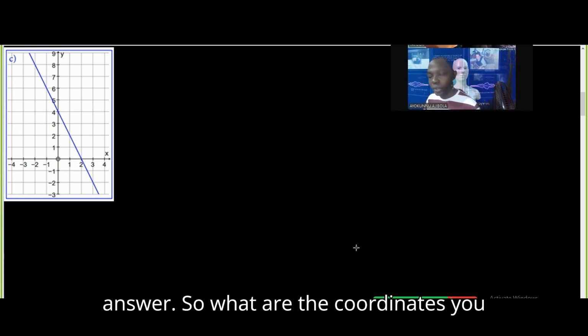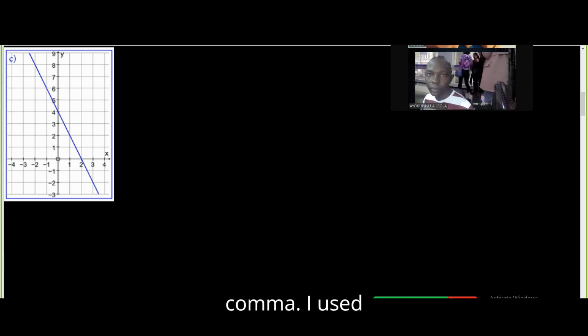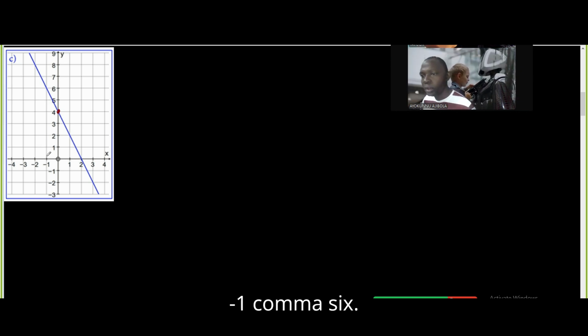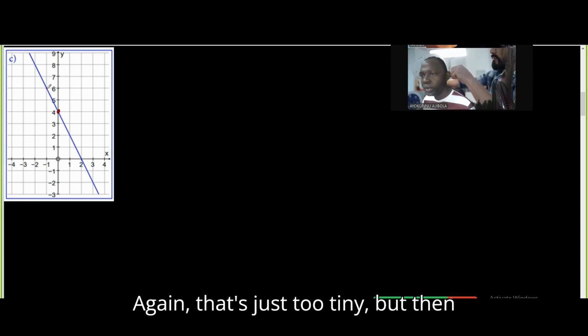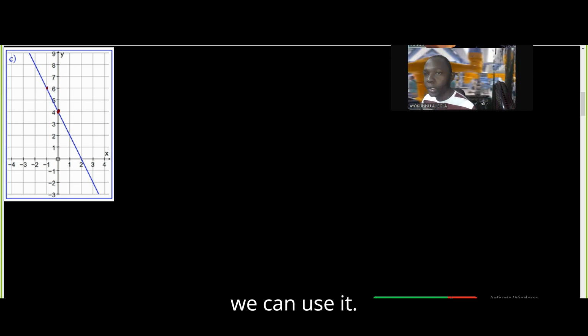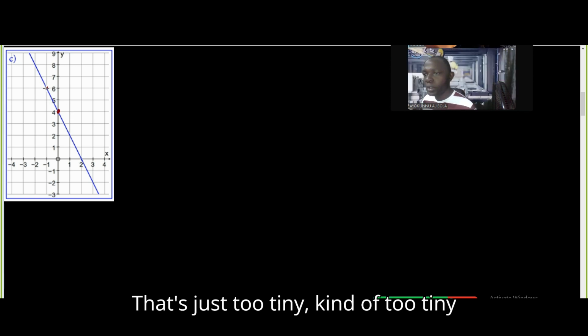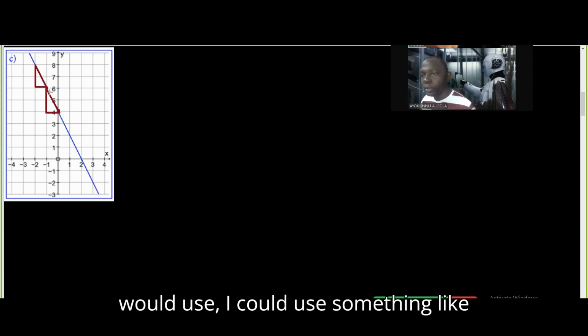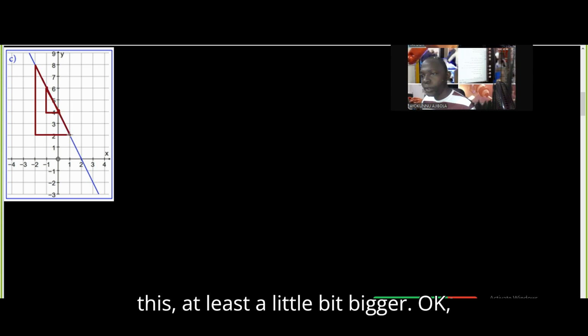So what are the coordinates you used? I used 0,4 and negative 1,6. Again, that's just too tiny. But then we can use it. It's kind of a too tiny triangle. But I could use something like this, at least a little bit bigger.